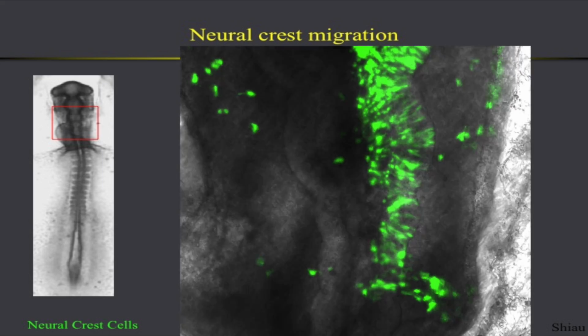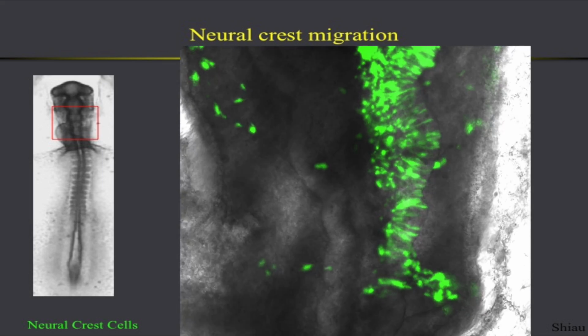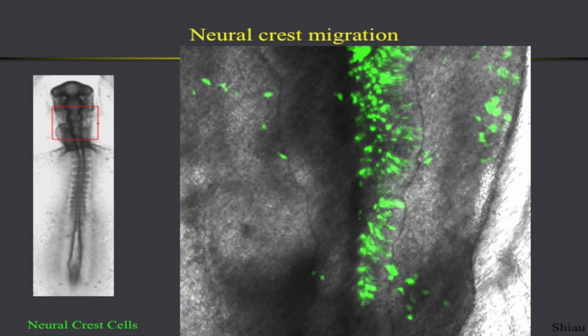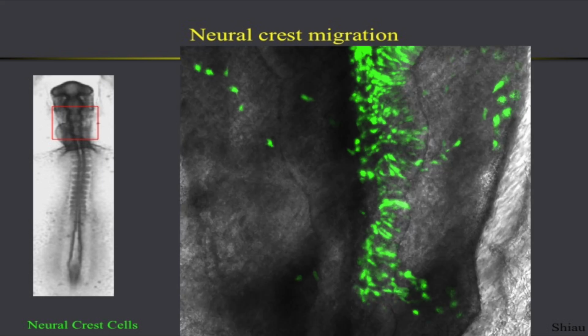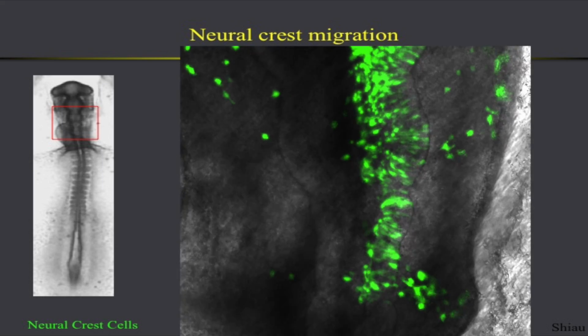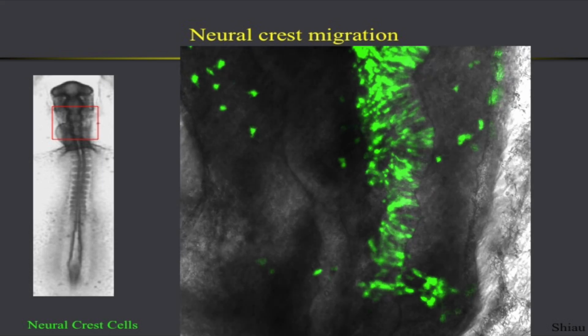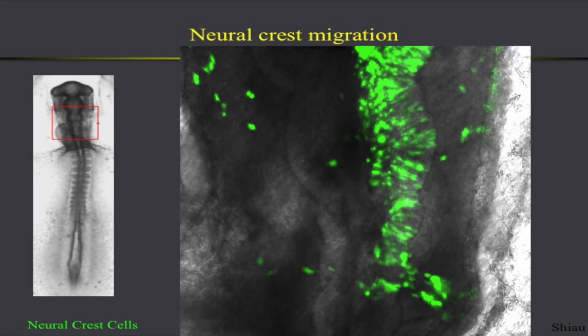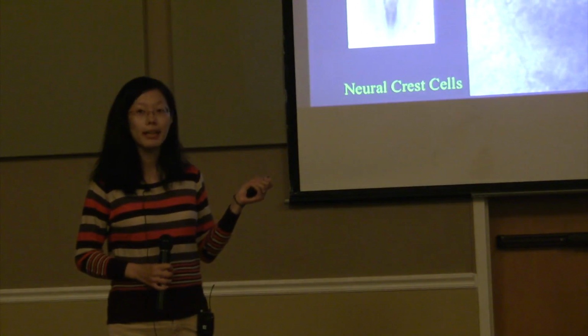So you can see that it migrates along different streams, and it's undergoing very dynamic movements. Most of the cells will migrate laterally from one side, but there is also always a small portion of them that migrate across the midline into the contralateral side. So my goal is to understand how this amazingly dynamic migratory behavior of neural crest cells is regulated.